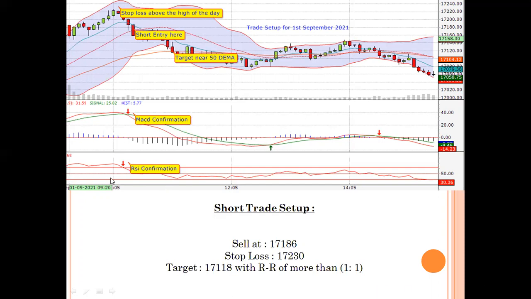Now see, as we move along, if we see the RSI has given us a sell confirmation first, fine. Have we got a confirmation from the MACD at this juncture? No. If you see, we got a MACD confirmation in the next 5 minutes.